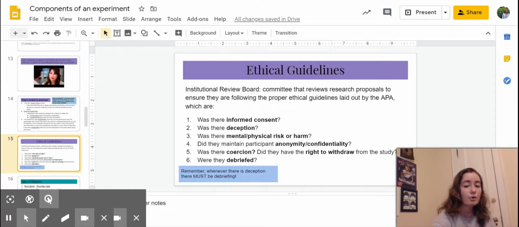And then was there mental or physical harm? Even if you're not being physically harmed, if you're psychologically going through some kind of trauma, that still would be violating an ethical guideline.